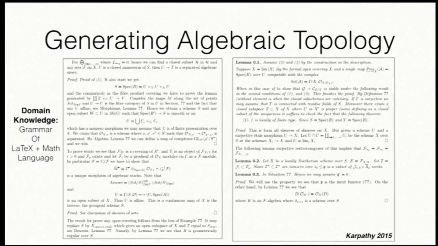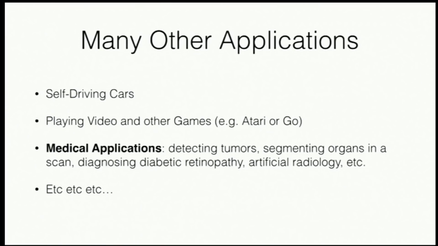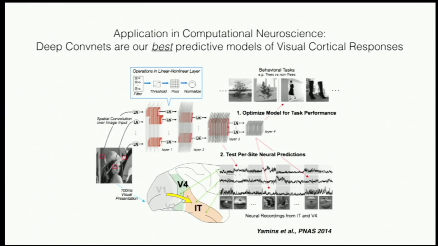So again, we see the limits of deep learning. We see that you can learn a lot of syntactic structure, but semantically, it's meaningless. Of course, there are many other applications of deep learning which we don't have time to go into, one of which is a neuroscience application.